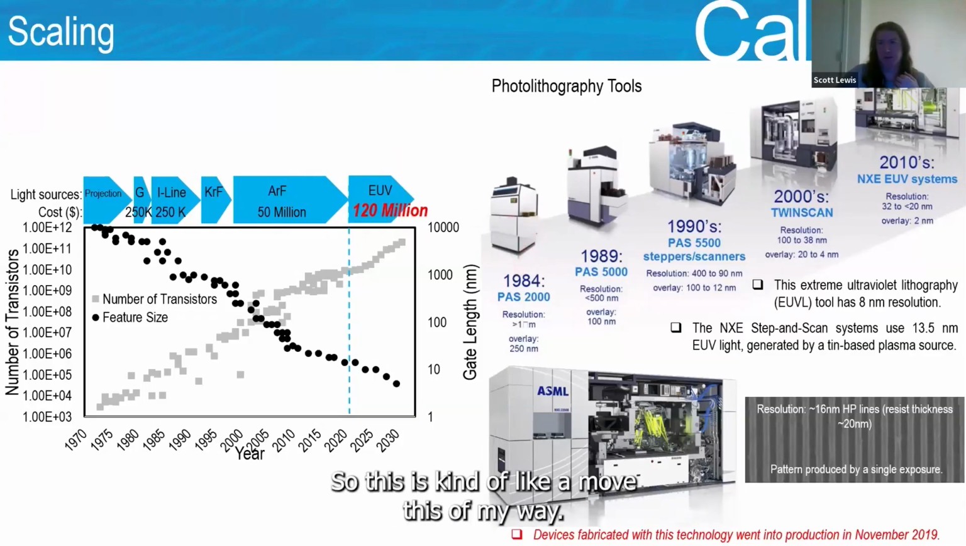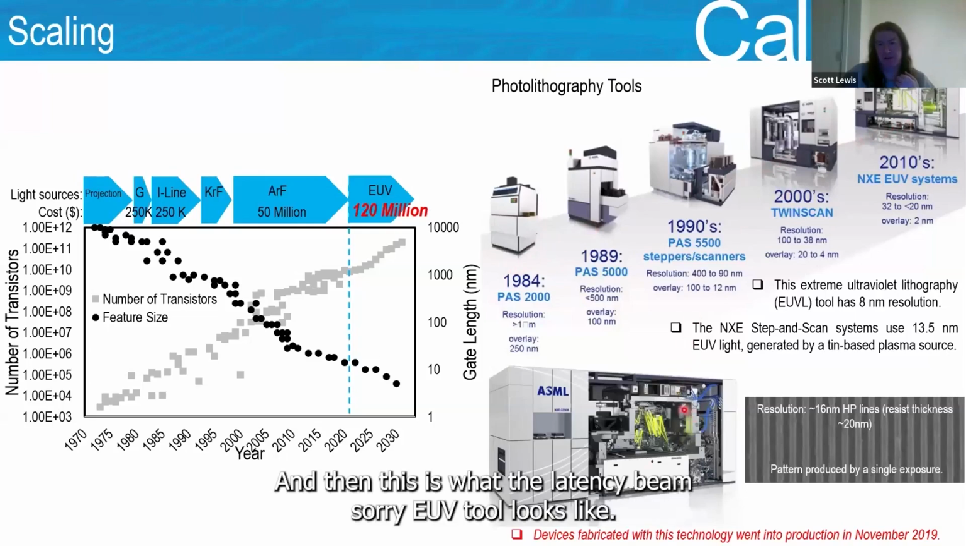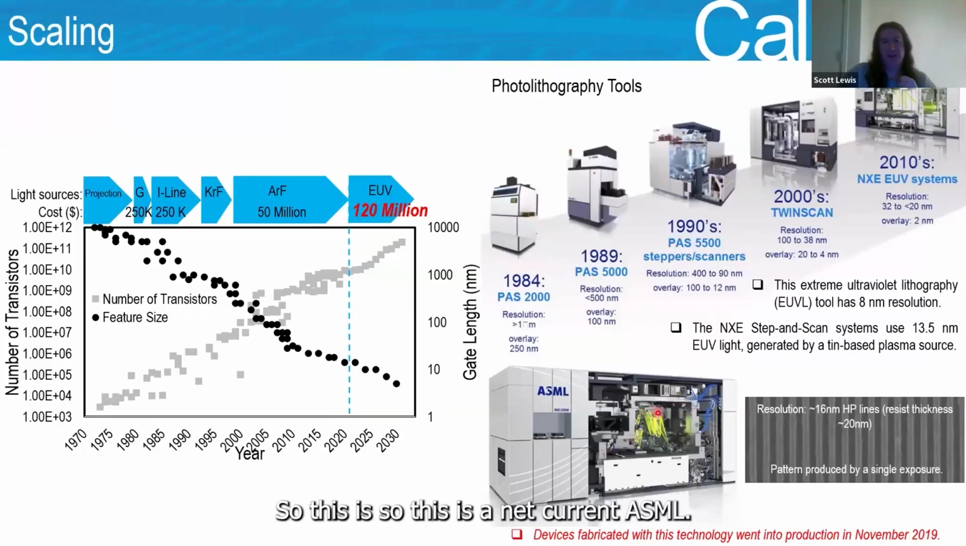I'm going to see if I can move this out of my way. You can see what the footprint of the tools looks like, and this is what the latest EUV tool looks like. This is the current ASML NXE 3300 tool.